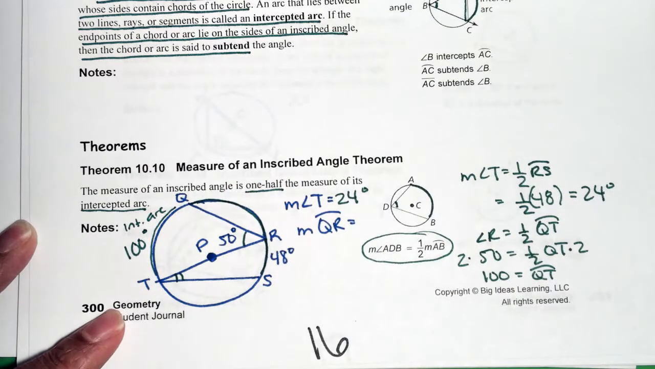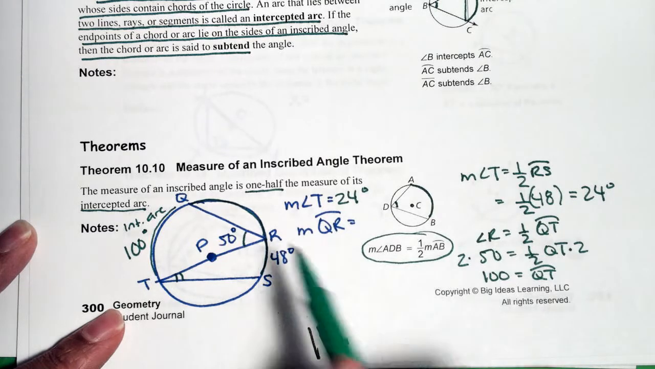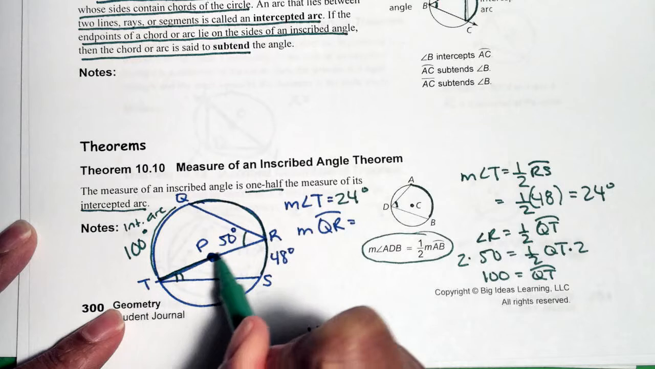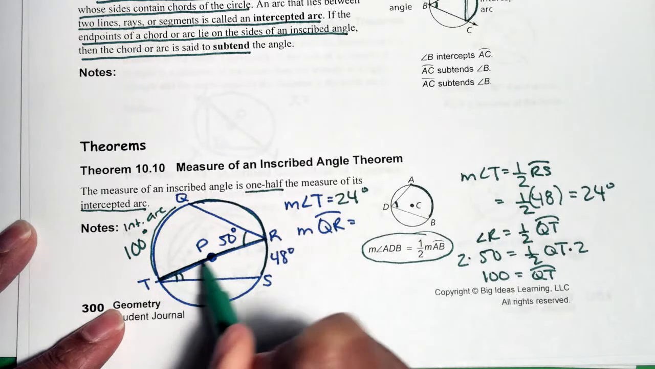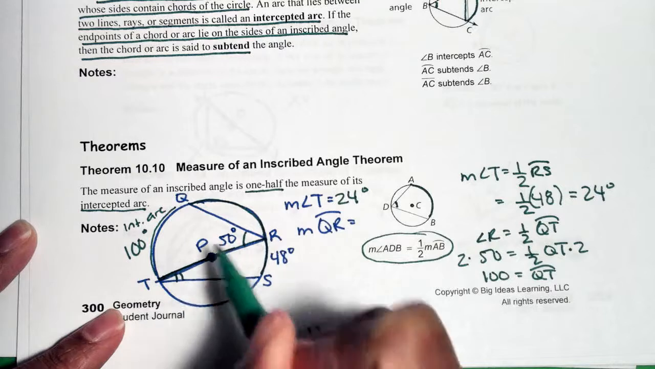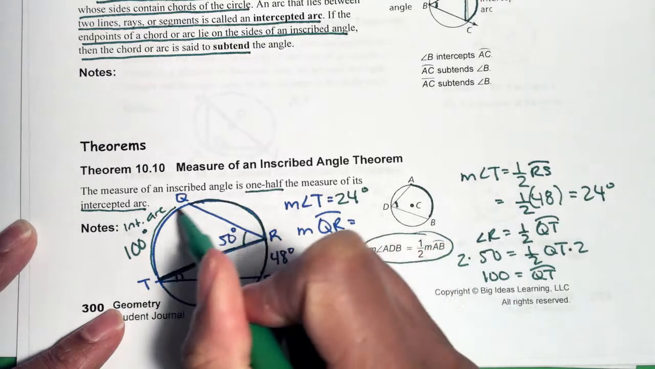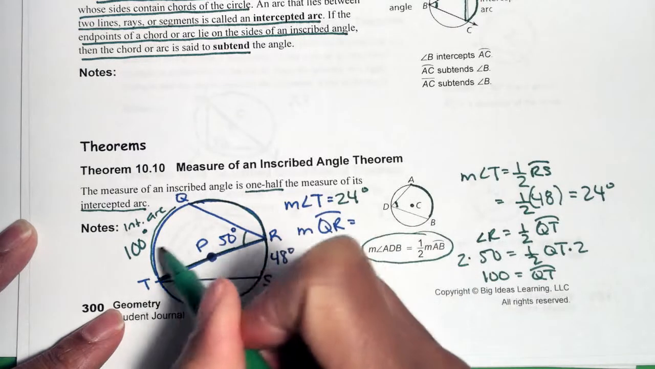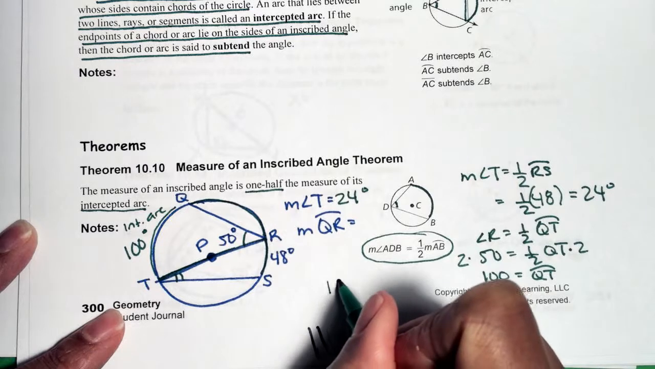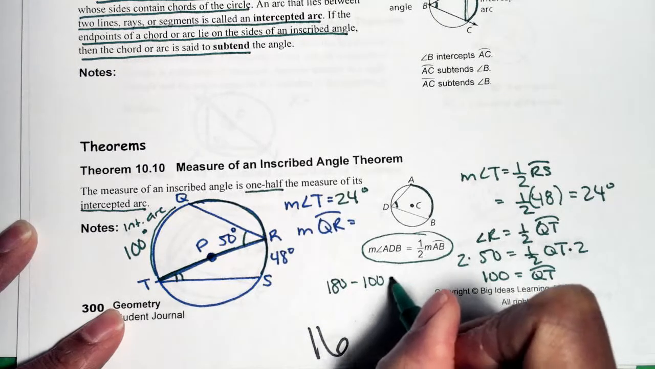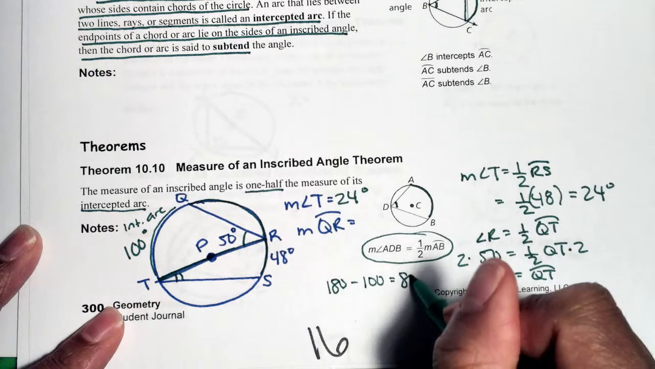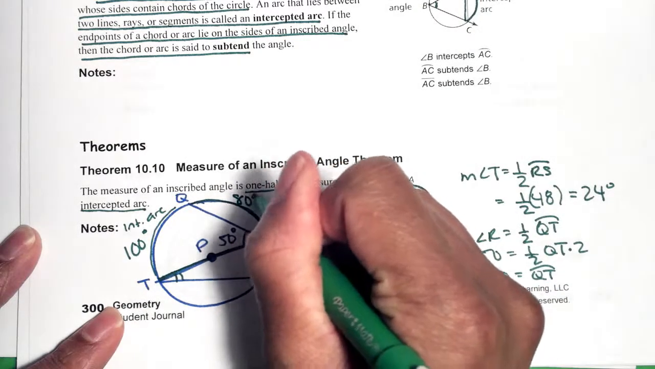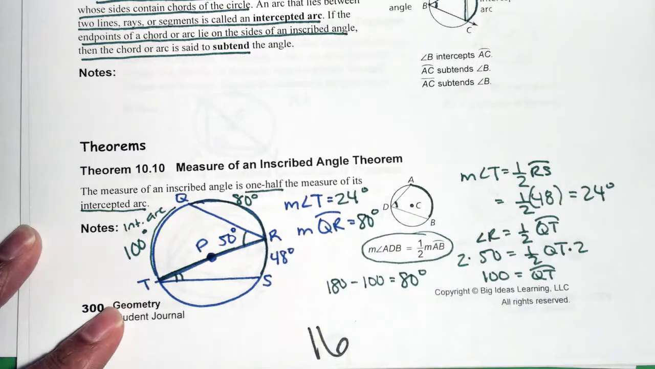So I found QT, but I want QR. So this is that other part. Note that RPT is a diameter, so the measure with the diameter included is 180. It's a semicircle. So to find the rest of this, I can take 180 of the semicircle, subtract 100 from it, and I get 80 degrees. And so I have 80 degrees for arc QR, which is what I want to find. So that's a couple of examples on how to use the measure of an inscribed angle theorem.